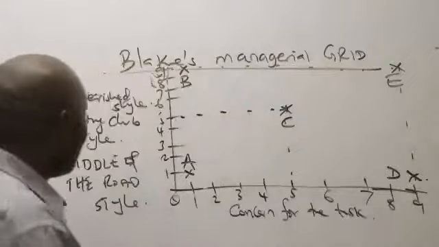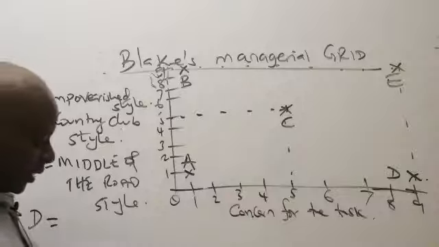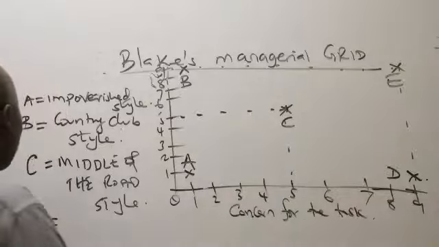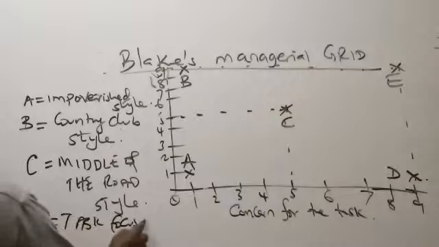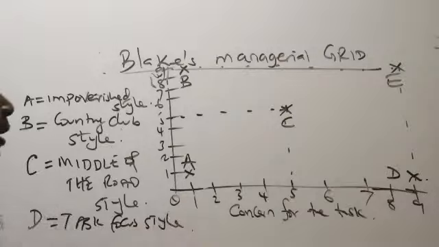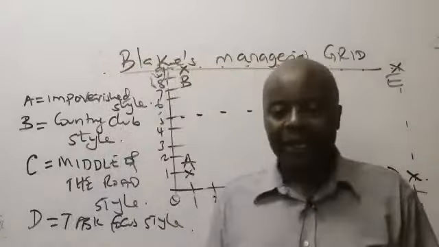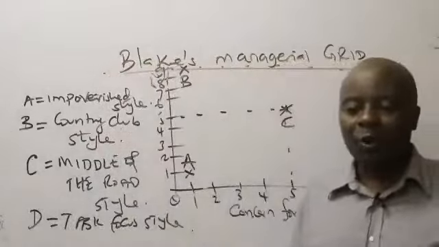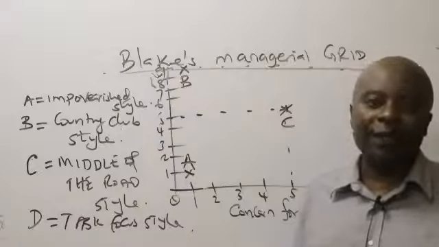And then you've got D. D is the task focus style. So here I'm only concerned with moving my tasks ahead. I want my projects to end. I'm not concerned in this case with the welfare of the employees.